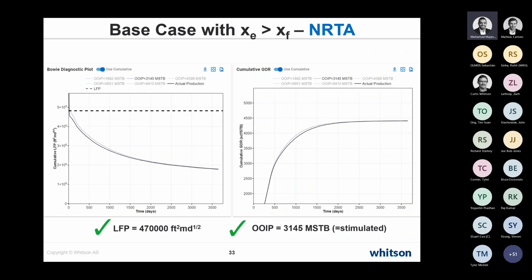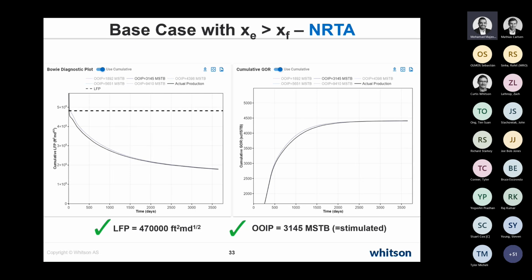So we get a very good LFP, and the OIP that we get is actually equal to the OIP of the stimulated volume. And the reason for this, just to show again, is that running it for 10 years, if you are in this range, like in the 200 nanodarcy range, volume beyond the frac tip will not have a large impact.